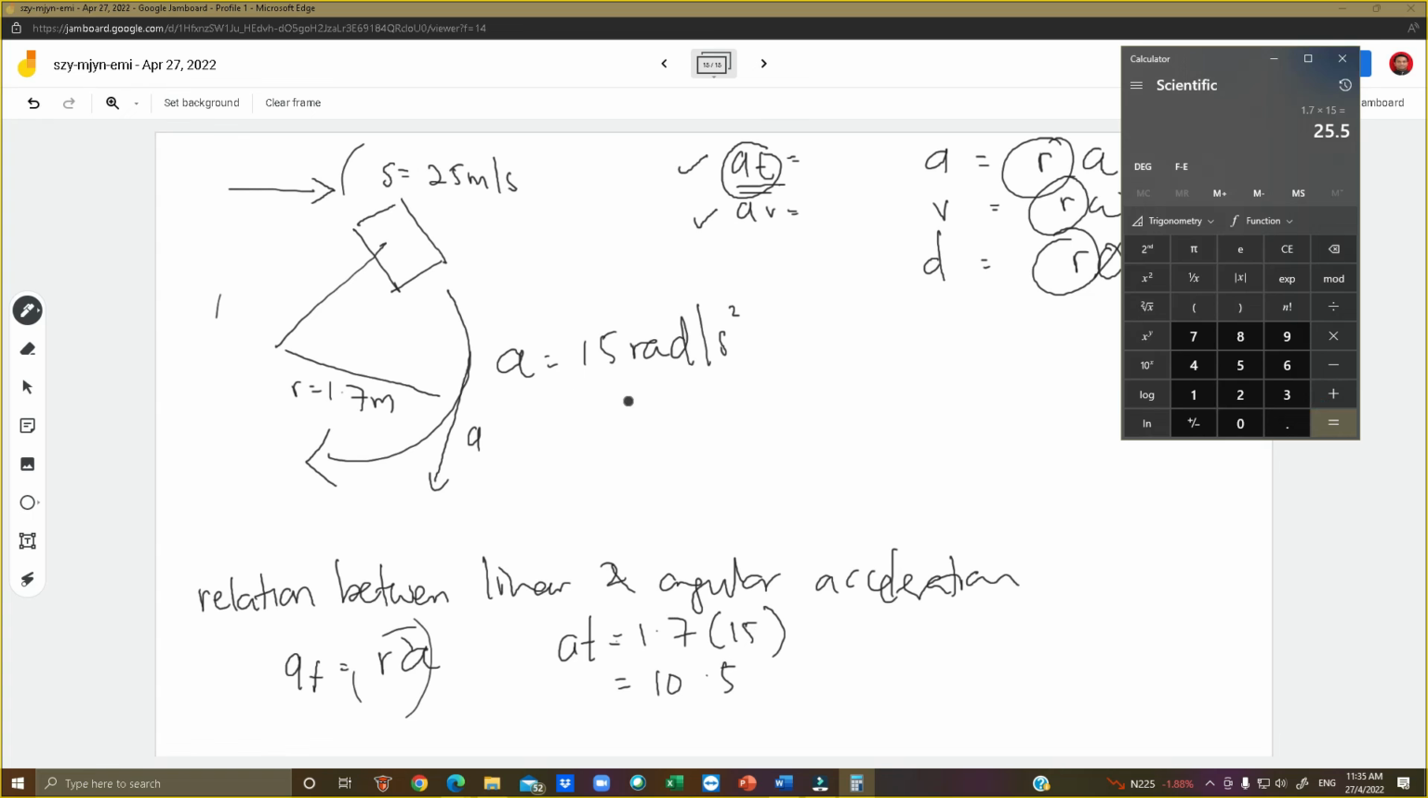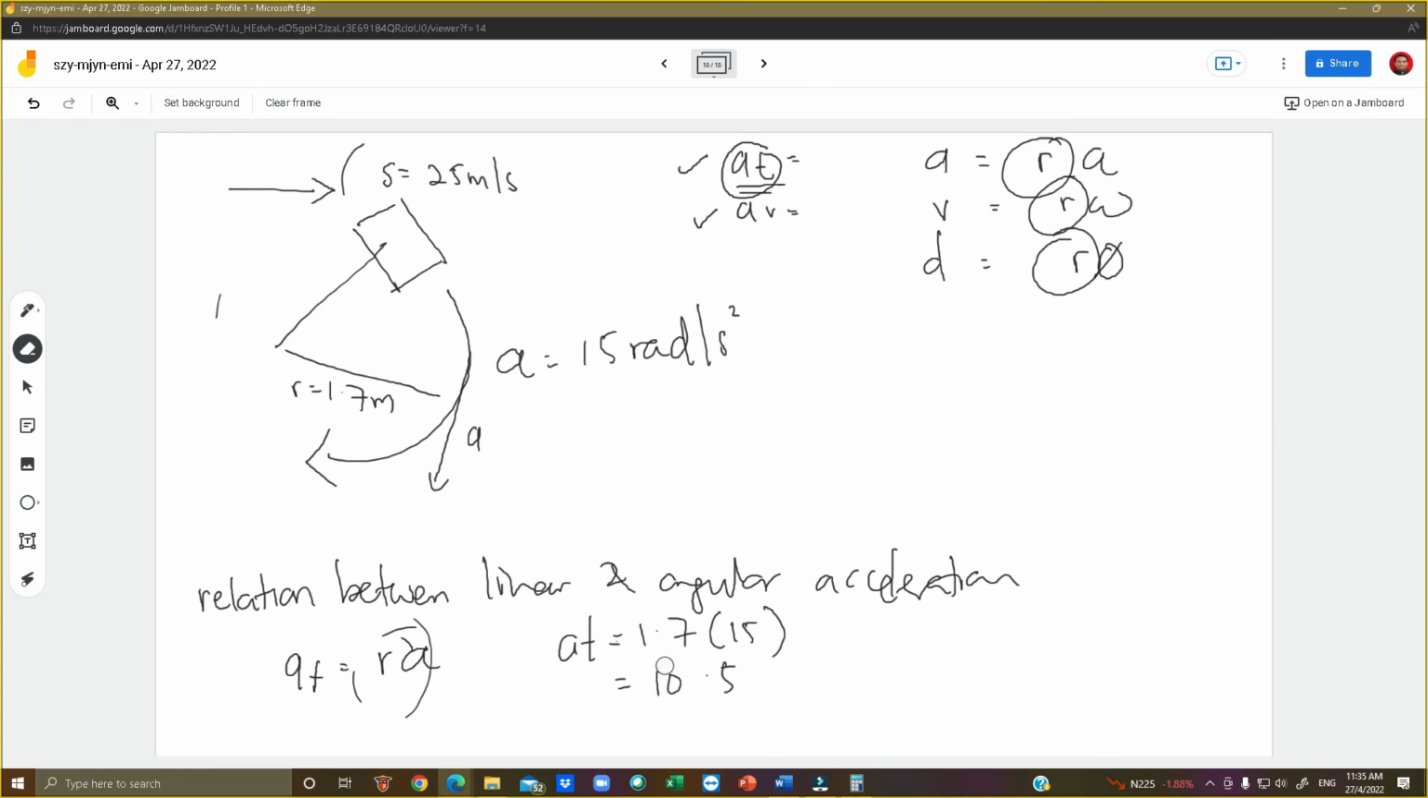25.5. That is true. Meter per second. That is true. Because this is the case of AT. Meter per second. Ni jangan lupa. Jangan lupa, meter per second square. This is acceleration. Okay. Number 2, we want to find AR.